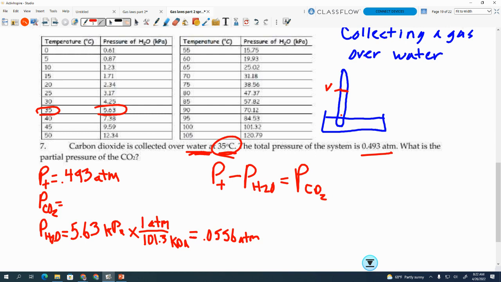All right, and again, the only thing different on this one is we had to use information off this table to get one of our pressures. All right, so that is kind of it for that.